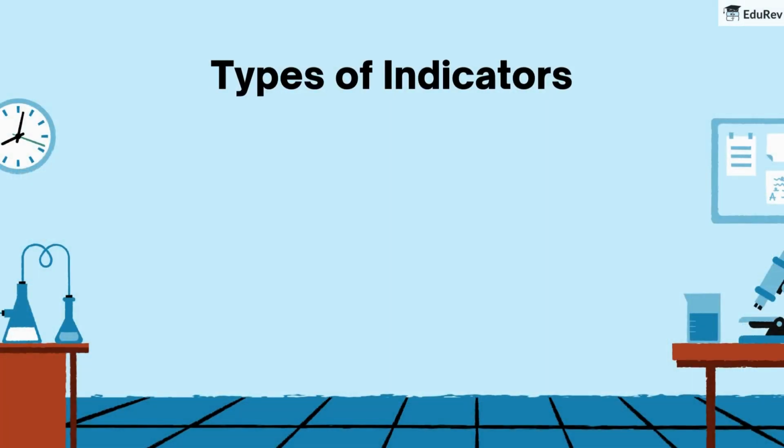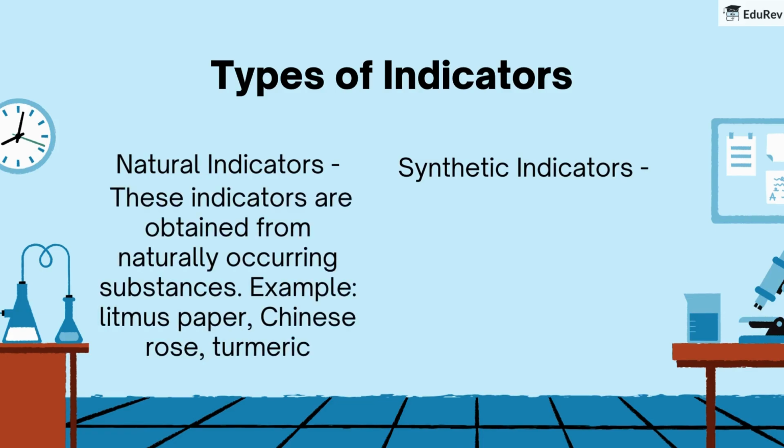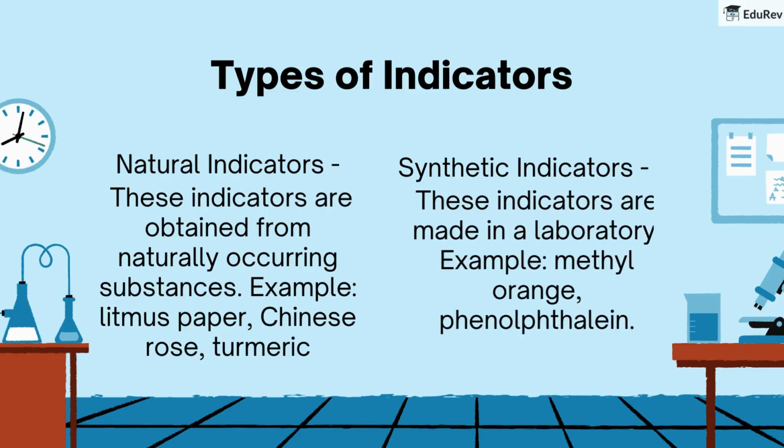There are two types: natural and synthetic. Natural indicators are obtained from naturally occurring substances. Example: litmus paper, China rose, turmeric. On the flip side, synthetic indicators are made in labs, like methyl orange and phenolphthalein. It's amazing how we can use both nature and science to learn about acids and bases.